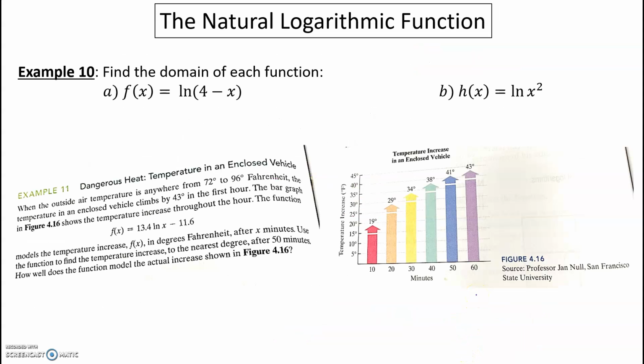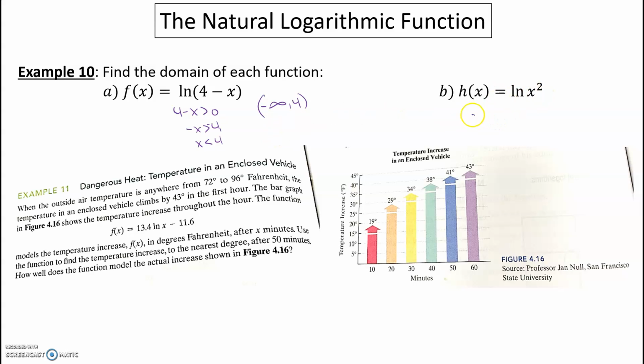All right, moving on. Same concept as before with domain. So we need 4 minus x to be greater than 0. Natural log is a base of e, so an assumed base of e here. So we got negative x has to be greater than negative 4. Divide by negative 1, make sure that sign flips. So we have x has to be less than 4. So we have negative infinity to 4, and none of them are included.